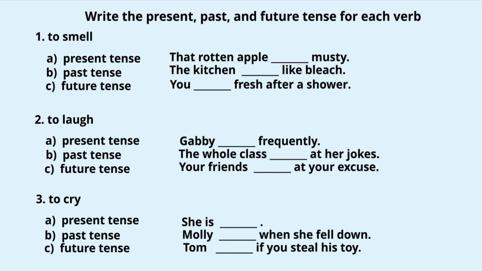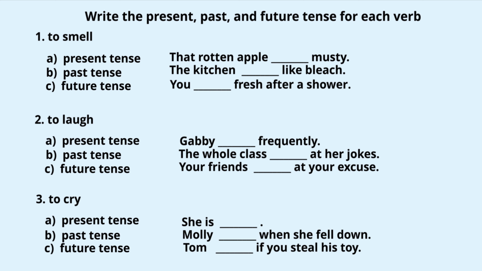The second sentence should be in the past tense. Let's try. The kitchen blank like bleach. The kitchen smelled like bleach. Smelled is the past tense. Future tense is you will smell fresh after a shower. So for smell, the present is smells, past smelled. Smelled is S-M-E-L-L-E-D, and the future is will smell.